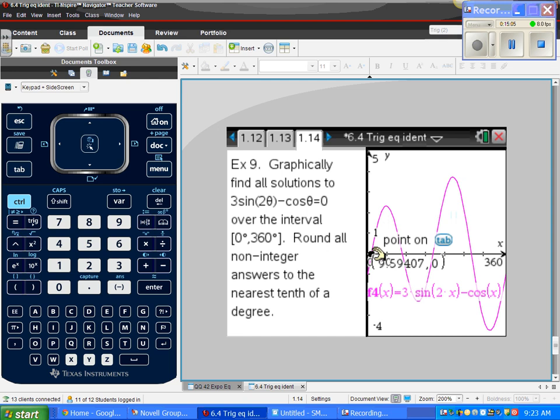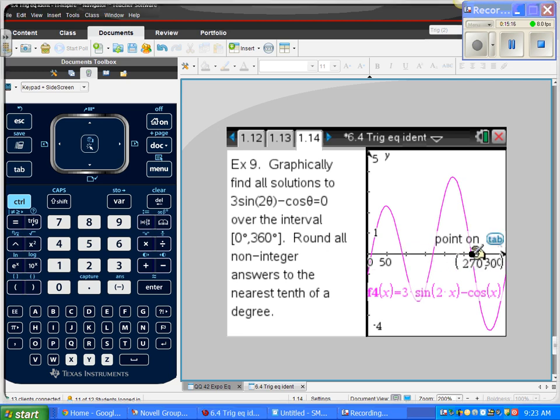Okay, so your first solution is 9.6. Good. Second solution, 90. Third, fourth. Okay, so 9.6, 90, and 270. Great.